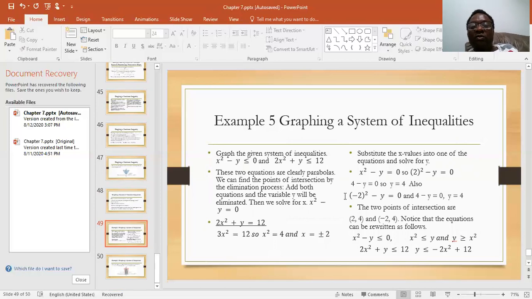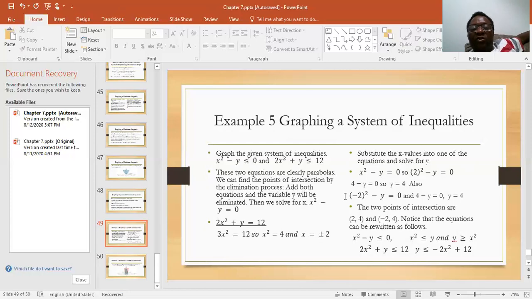So consider this: the inequalities x squared minus y is less than or equal to 0, and 2x squared plus y is less than or equal to 12. These two equations are clearly parabolas. We can find the points of intersection by the elimination process. Add both equations and the variable y will be eliminated, then we solve for x.